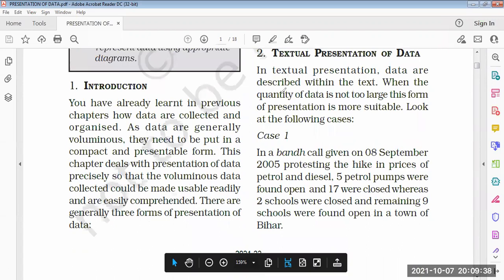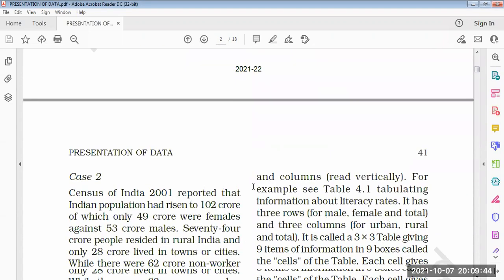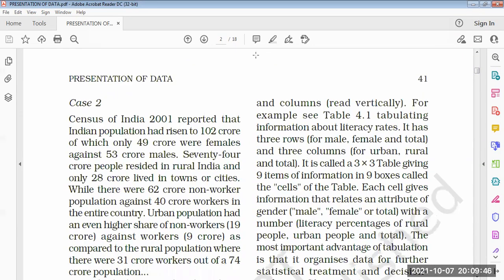See, this is case 1. This is example 1. Okay. Yes. Next one will be next one. Case 2 will be this one. So this data we have to study, okay, for our diagram, for our tabular diagram.